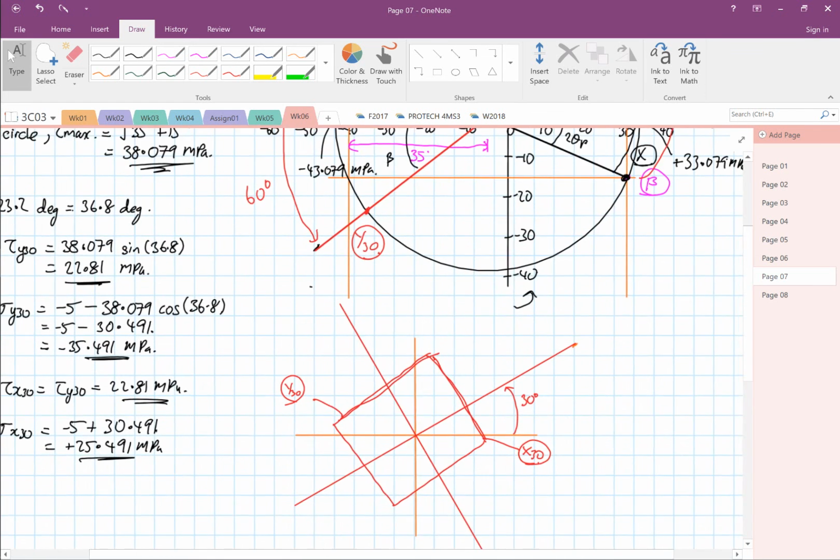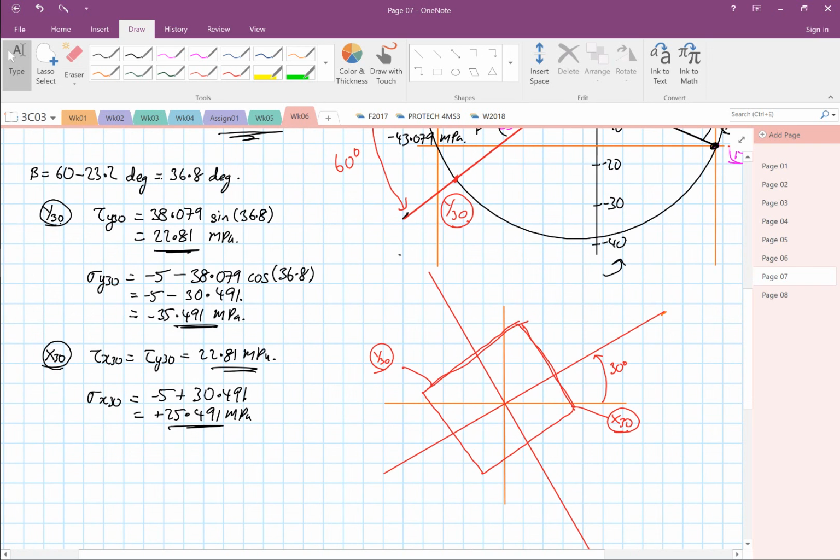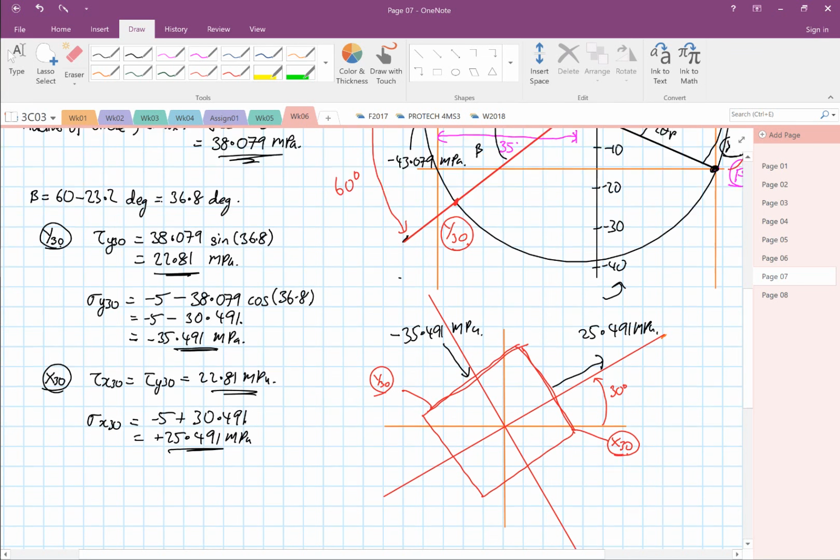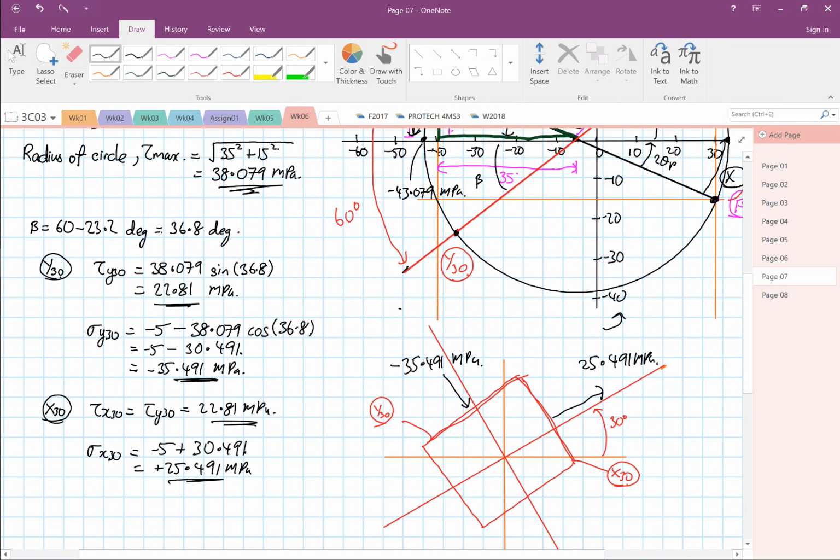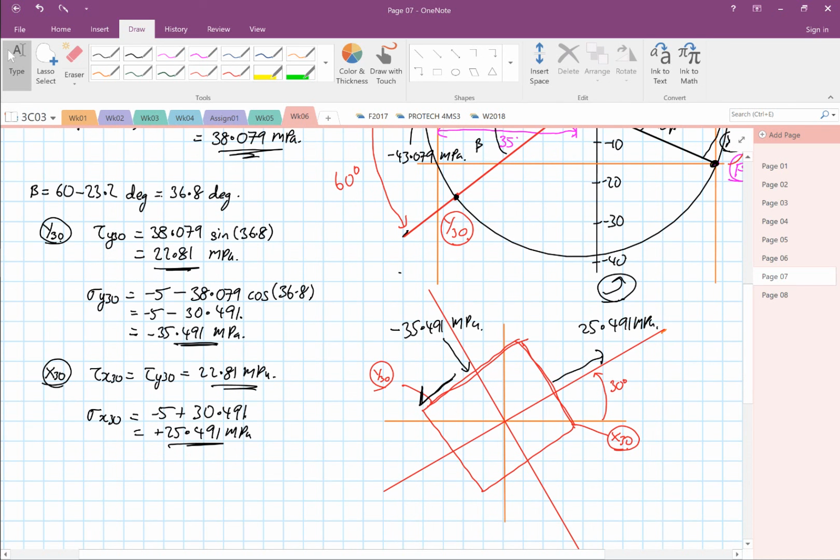So from here you look at your value of your Y30, so it's compression. Okay, it's compression by minus 35.491 megapascal, and then your X30 is going through tension by 25.491 megapascal. Now let's look at the shear. We know the shear on the Y30 is going to generate an anti-clockwise direction. So the arrow has to be coming down anti-clockwise. Okay, so this will be your 22.81.